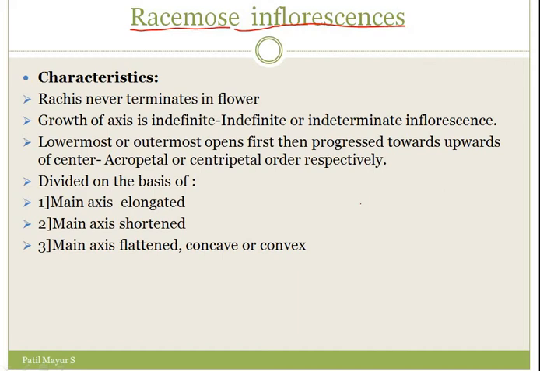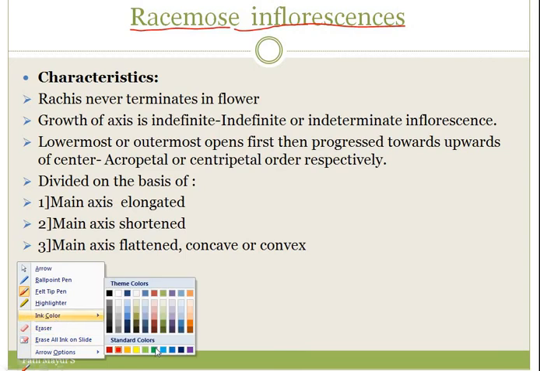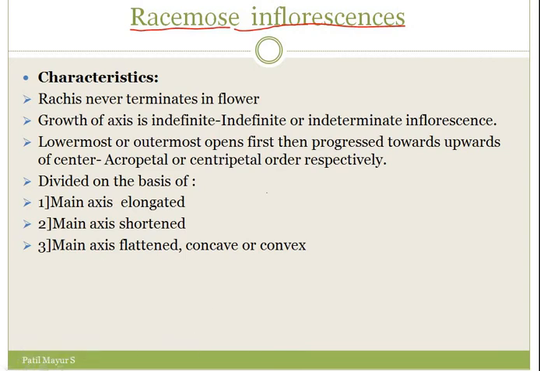See, I will draw here in a green color. Here I will draw, okay, very straight. So that is called the inflorescence axis. This is called the inflorescence axis, or it is also called the rachis.